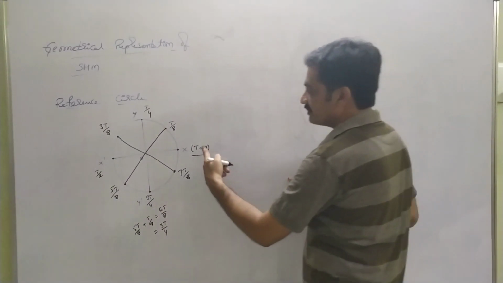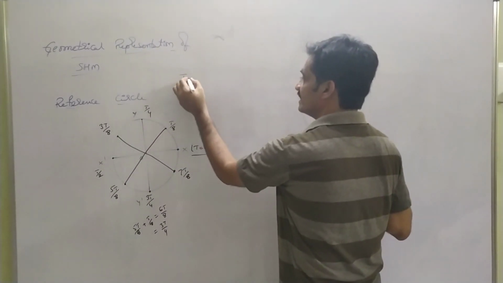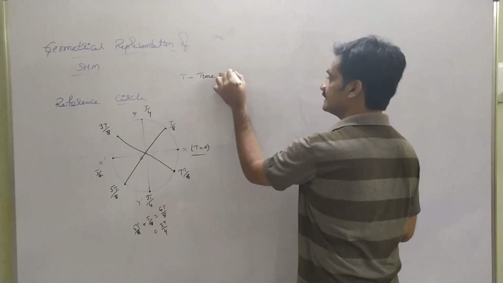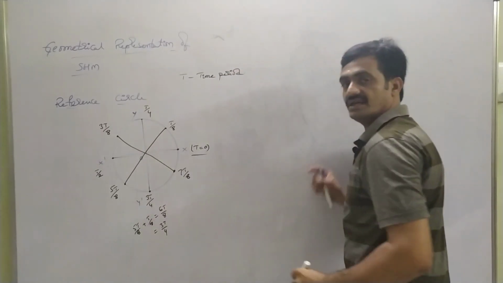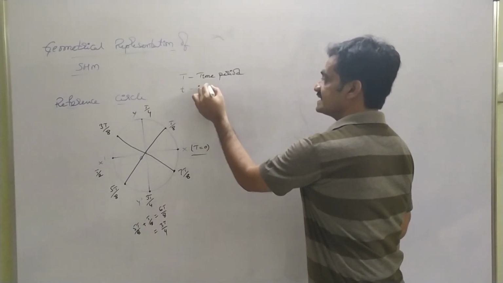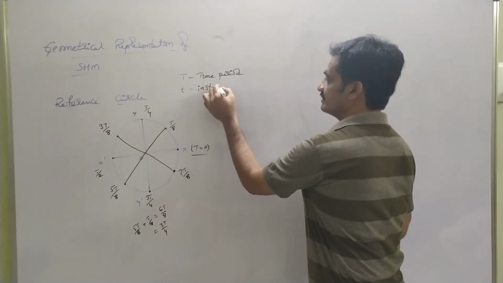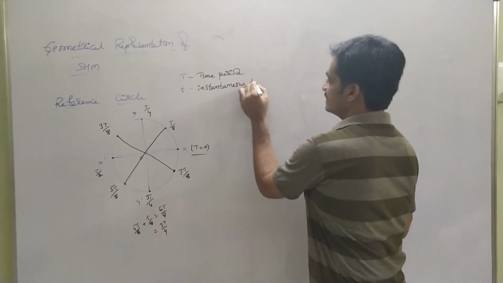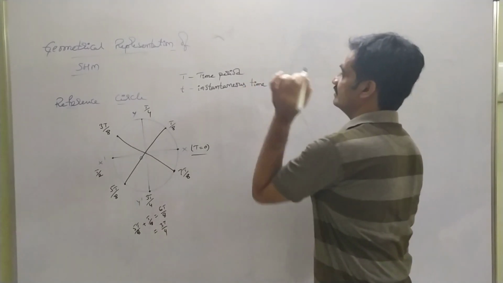Here capital T is the time period of the particle, whereas small t represents the instantaneous time.